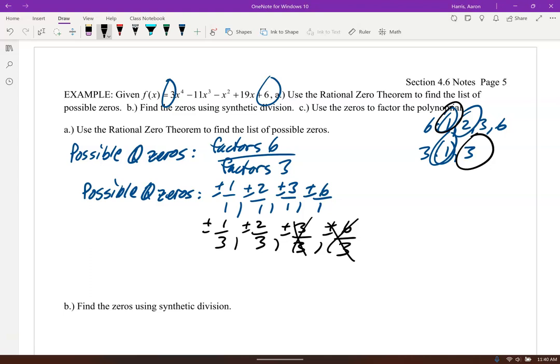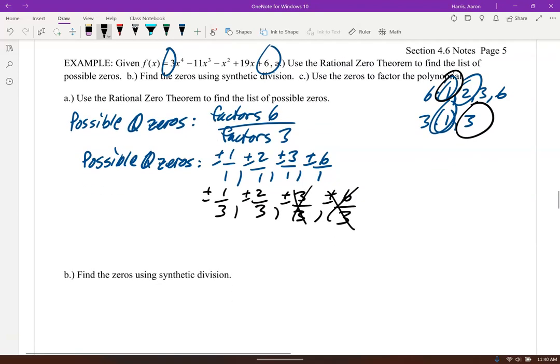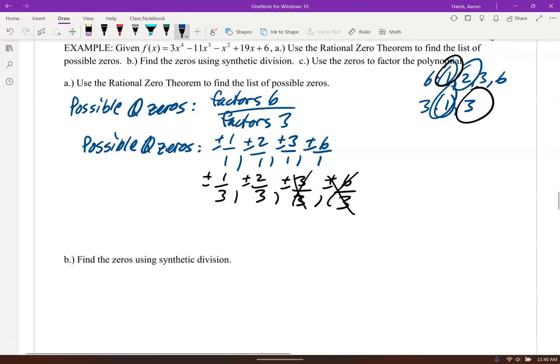So it says find the zeros using synthetic division. Well, here's our function. So while we're finding zeros, we can go ahead and also factor it too, right? We're trying to find the zeros of this.